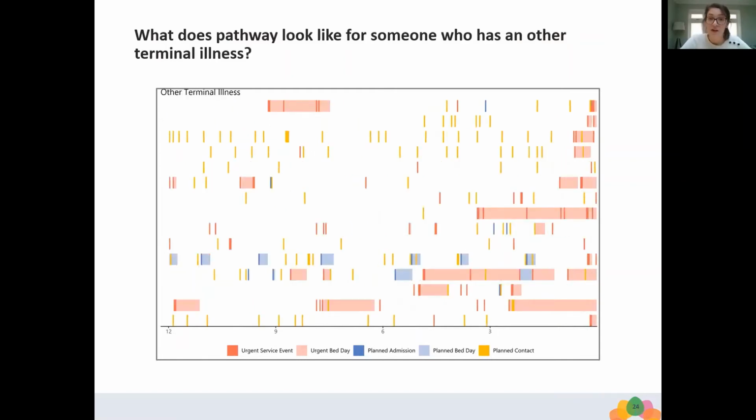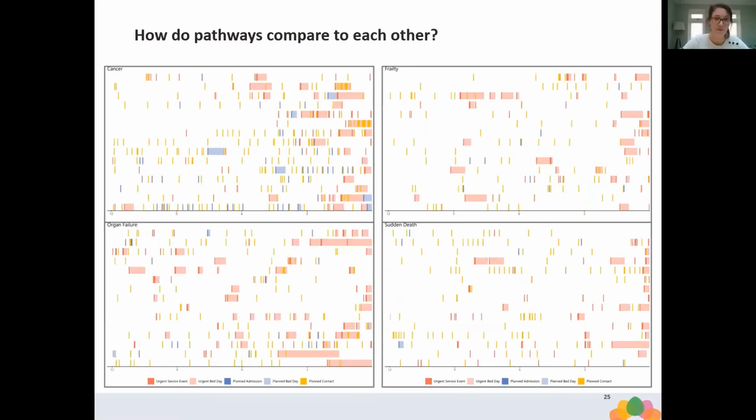So the other terminal illness group, this was quite a small group and a very mixed picture here, but it stands out that a proportion are having very long lengths of stay and more so towards end of life. And we see some urgent bed days here interrupted or intersected by urgent service events, and these are representing transfers between trusts. If we put the four main cause of death groups together, I think it's then when you compare them side by side, it makes it easier to see how the different pathways are between the different groups.